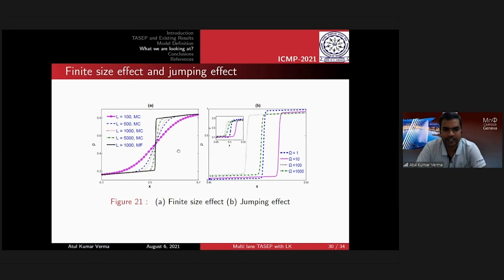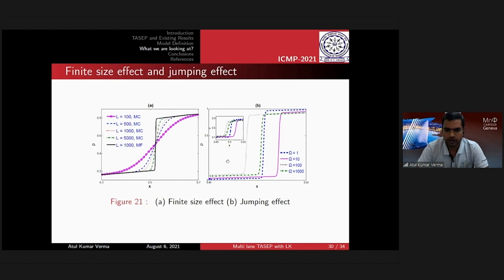Finite size effect means: if I increase the number of sites in the system, how will the system behave? We are able to see that the only thing is it will be stronger, and the results are not going to change. Ultimately, your phase is not going to change. So I will finish it within 1 minute. So this is the jumping effect. It means that initially, if we increase the coupling rate, it will first move in the forward direction, and then it starts moving backward. So this is called the jumping effect.